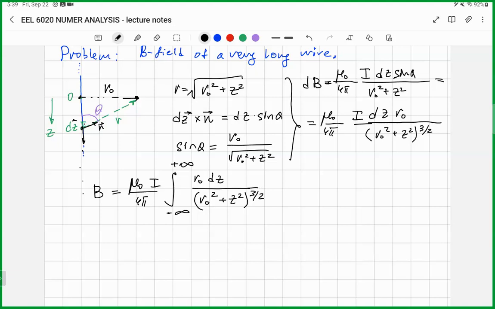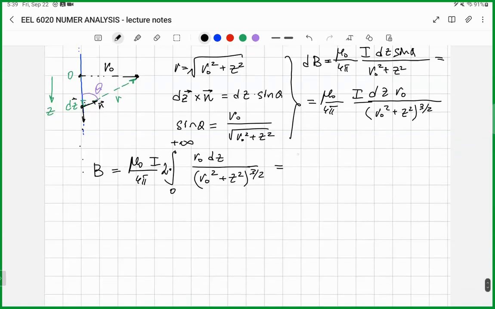First of all, since the geometry is symmetric around the middle point, around zero, we can take this integral from zero to plus infinity and simply multiply by two. And so we have this integral. One can use Mathematica or MATLAB to take this integral. I just write the final very famous formula for this.